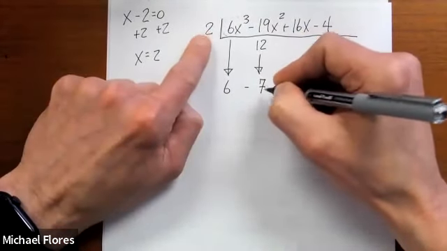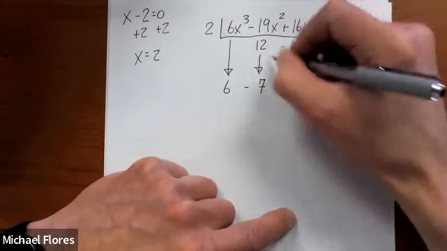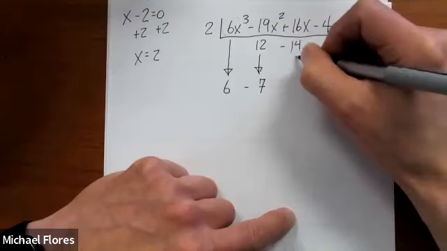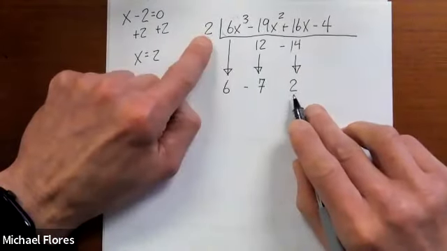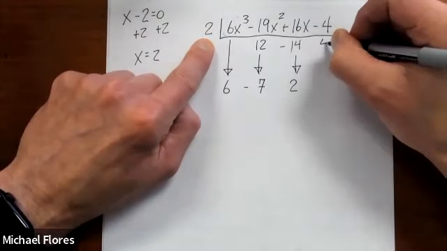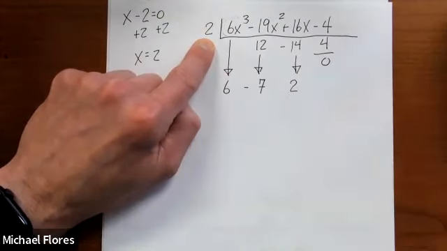Let's multiply. 2 times negative 7 is negative 14. Now let's combine. 16 minus 14 is 2. Now let's multiply. 2 times 2 is 4. Now notice these numbers are going to cancel out. We do not have a remainder.